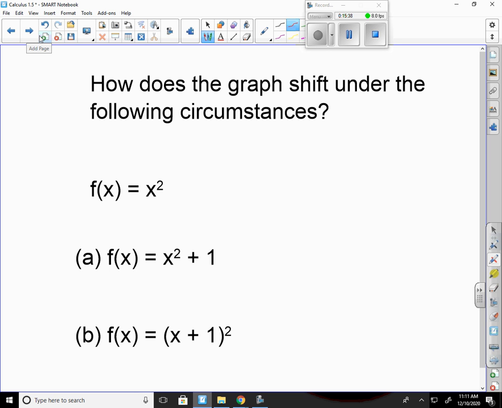Lastly, for today, we're just going to identify some graph shifts. So if the original one is x squared, what would x squared plus 1 be? It would be a vertical. Go ahead.